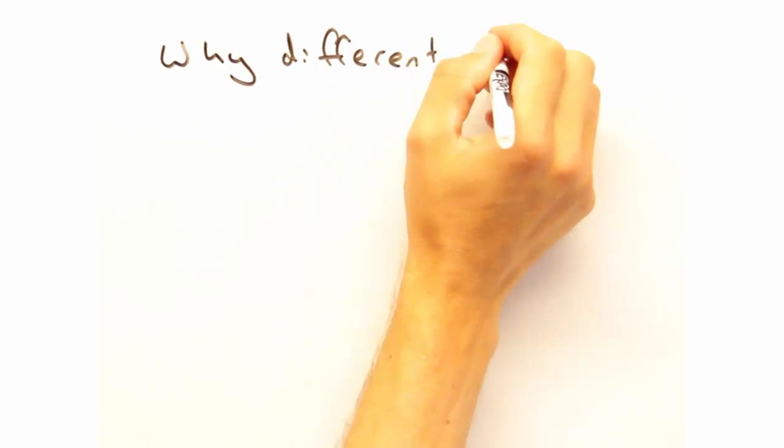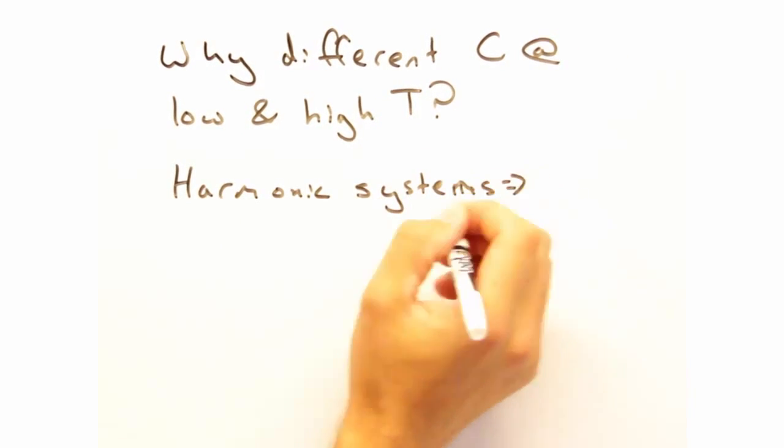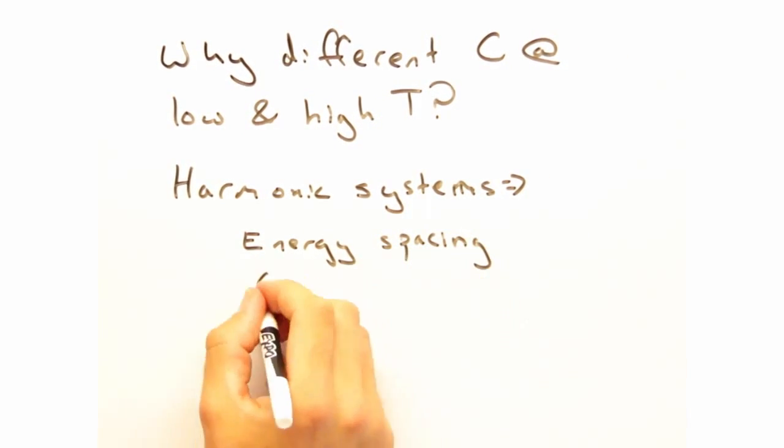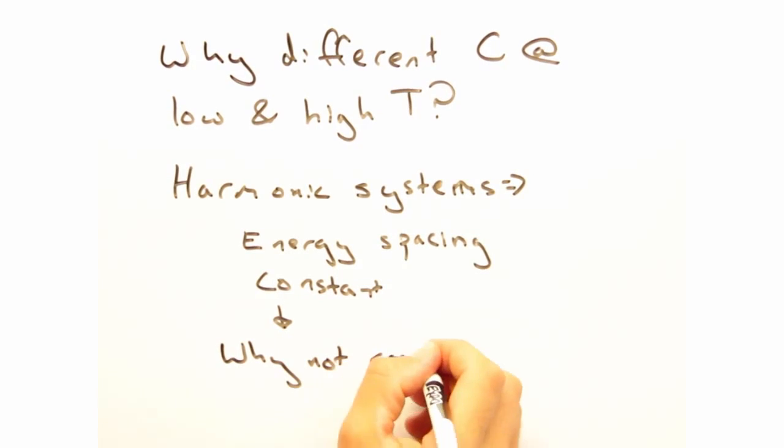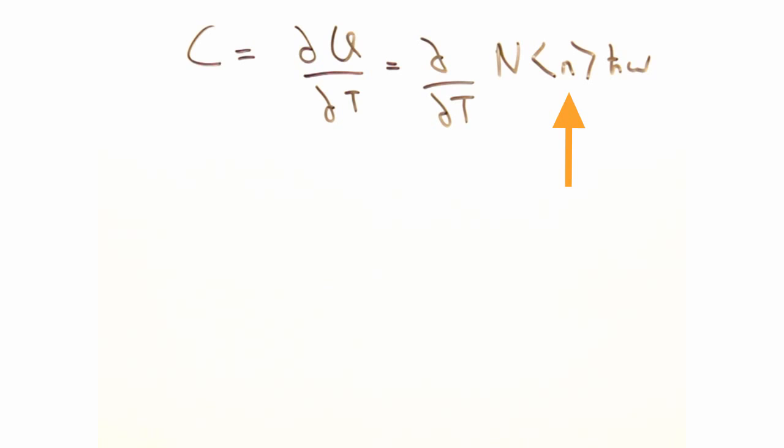So I guess I'm confused why we get different temperature dependences at the different limits. In a harmonic system, the energy spacing is always constant. So why isn't heat capacity just constant with temperature? You're right about the energy spacing, but it's the population of modes that changes with temperature, and that's what affects the energy of the system.